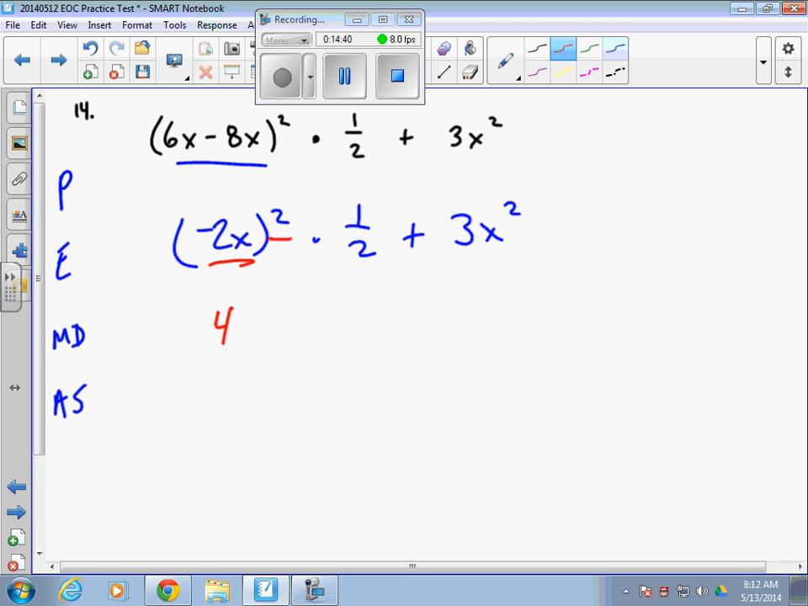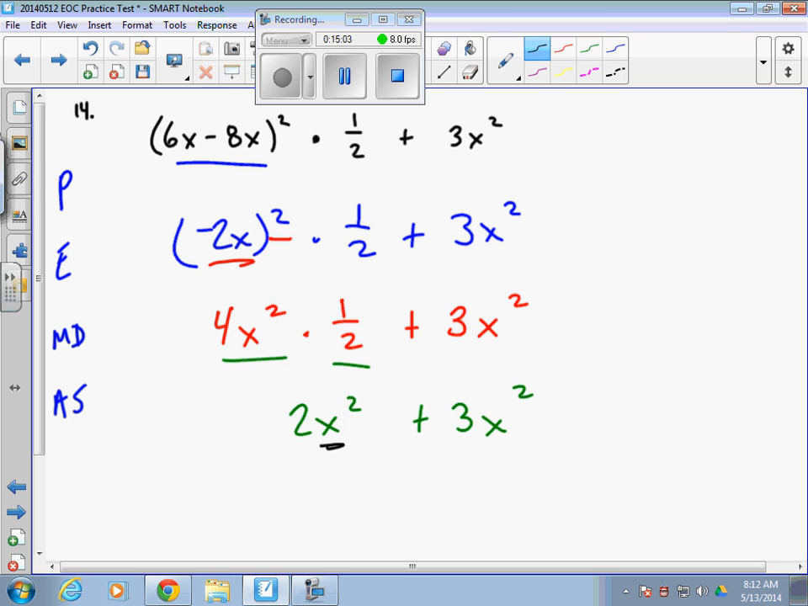Negative times a negative is going to give us a positive 4x squared times 1/2. Again, only the x is being squared in the 3x squared, so you don't need to square the 3 and make that 9. So then just multiply straight across. 4x squared times 1/2, half of 4 we know is 2x squared, plus 3x squared. Now we have the same exact variable raised to the same exponent, so we can add the coefficients 2 and 3 and get 5x squared.